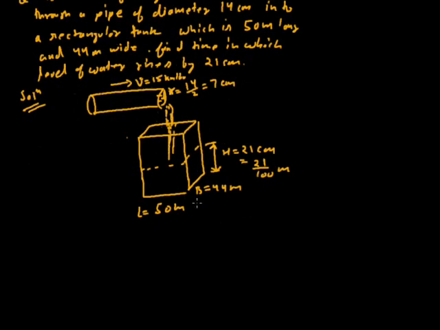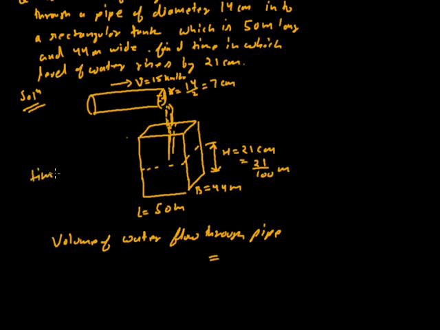Now first of all, you have to find out the volume of water flow through the pipe. Let's say the water flows through this pipe for T hours, so that the height becomes 21 centimeter in this rectangular tank. Let's say the time is T hours for which the water is flowing. So the volume of water flow through this pipe during T hours is defined as area of cross section into velocity into time. So this much amount of water flows through this pipe.